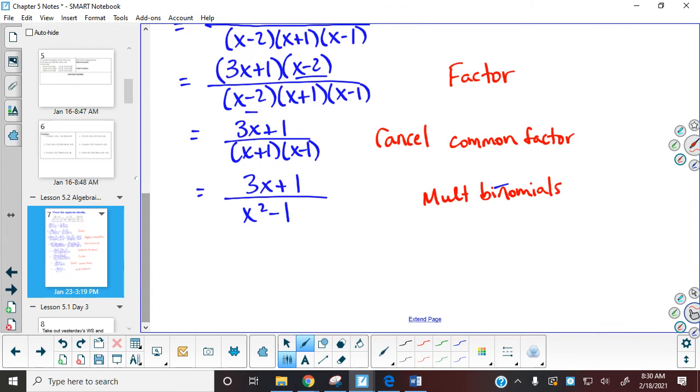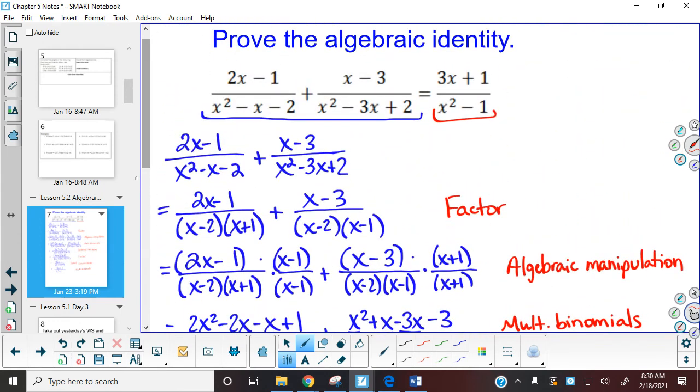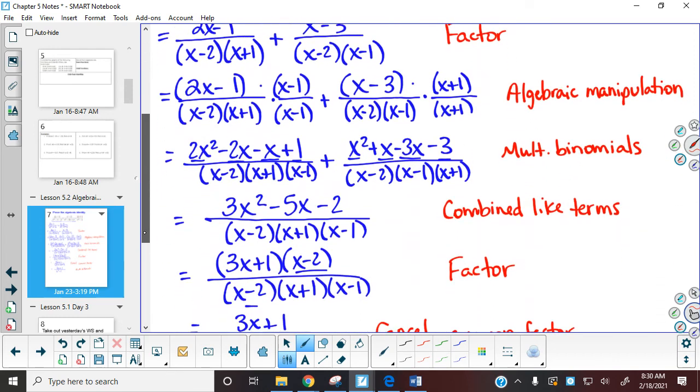Okay, so as we look at this, let me go ahead and go back up to this. This 3x plus 1 over x squared minus 1, this is where we ended. That's how we know we are done. So we have to take each step by step and explain what we're doing.